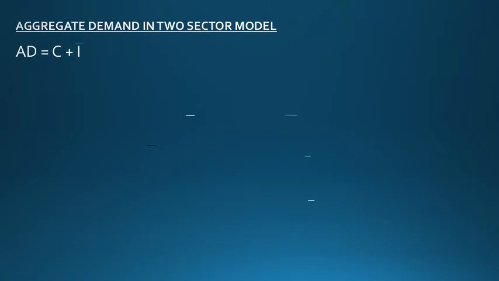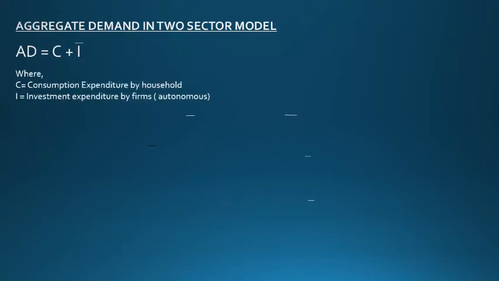But since our syllabus is confined to only the two-sector model, the equation for aggregate demand in the two-sector model will be C plus Ī. Here the bar above I indicates the autonomous status of investment expenditure done by the firms. Autonomous means independent, something which is not dependent on any other variable.